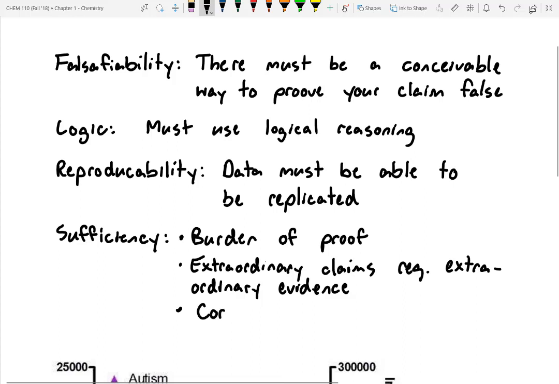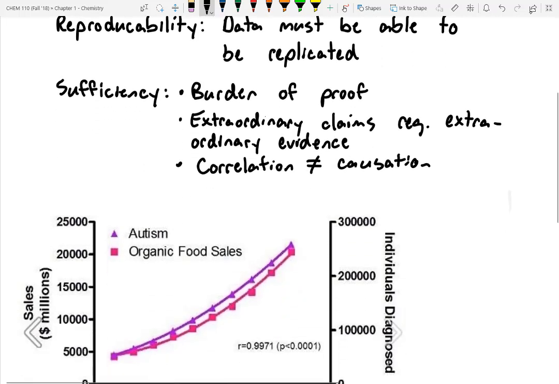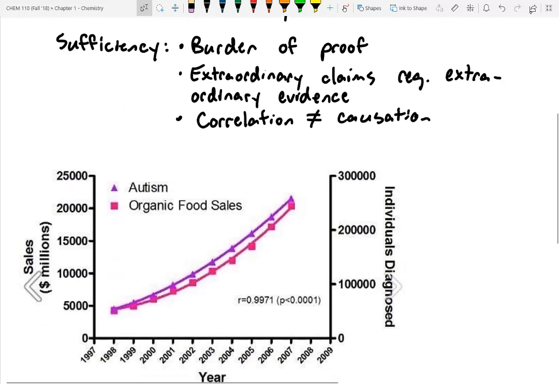This is correlation does not equal causation. And I'll show you an example of this. I really like this one. Somebody charted organic food sales and then charted the rates of autism in the general public. If you look at this, you'd say, hey, it's a pretty good match. Organic foods cause autism, right? Does that make sense? No, just because you have 2 trends that happen to overlap doesn't mean that they're at all related to one another, right?